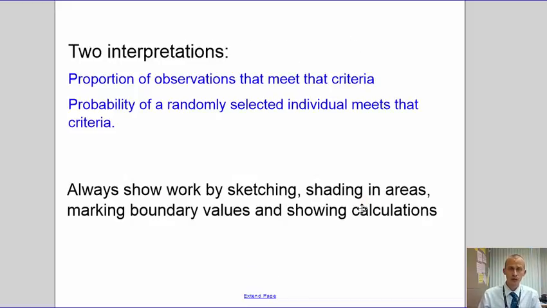When we do problems, we're going to be talking about the proportion of observations that meet or exceed a specific criteria, and we're also going to be talking about the probability of some event meeting that criteria. So the percents that we're going to be coming up with are either a proportion of observations that meet something or exceed it, or the probability that something occurs. You can interpret it either way, and that would be correct.